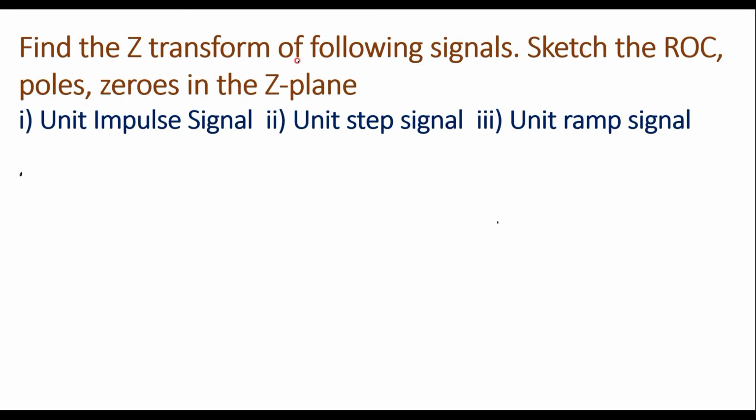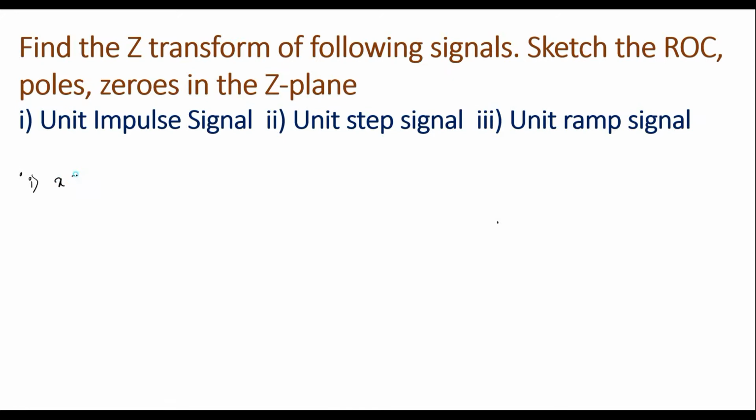Find the Z transform of the following signals. Sketch the ROC, poles, and zeros in the Z plane. The given signals are unit impulse signal, unit step signal, and unit ramp signal. Let's take the first signal, that is unit impulse signal.